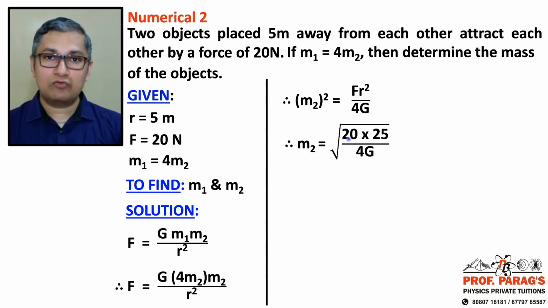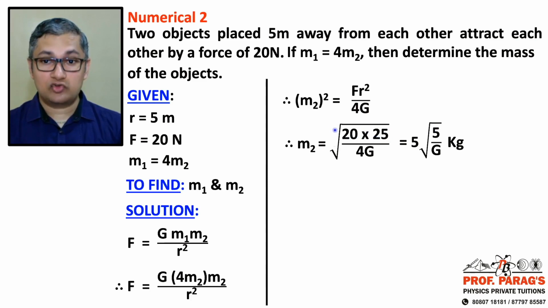So if I remove 25 from the square root, the square root of 25 becomes 5. 20 by 4 still remains 5. So I will get 5 root 5 divided by root G. That root G is still there in the denominator, so you can just keep it like that.